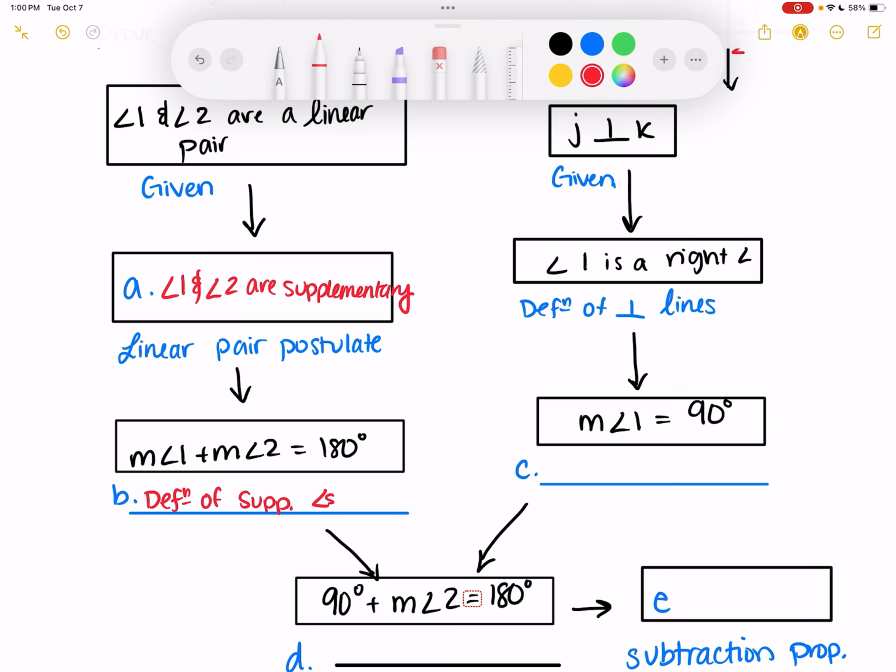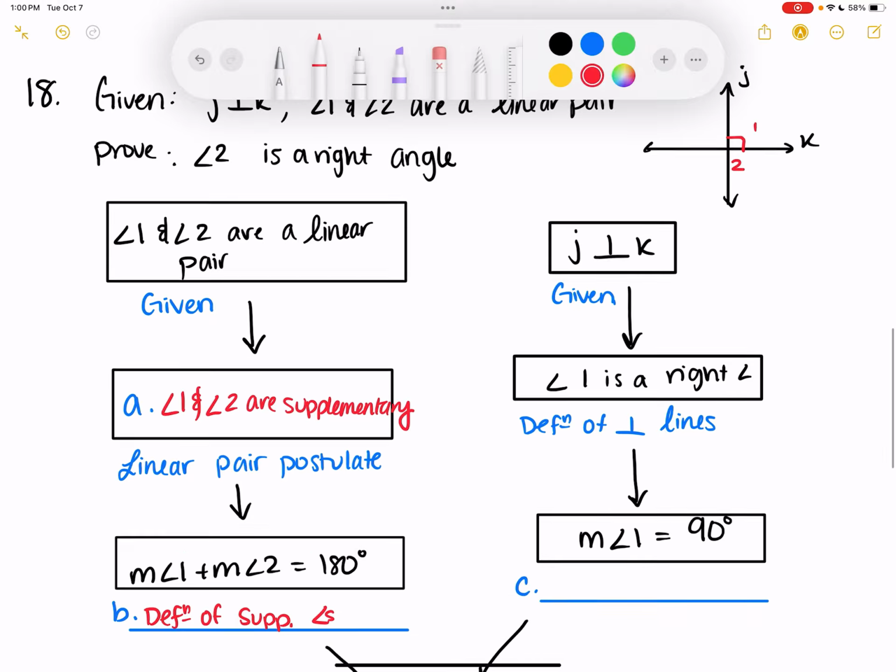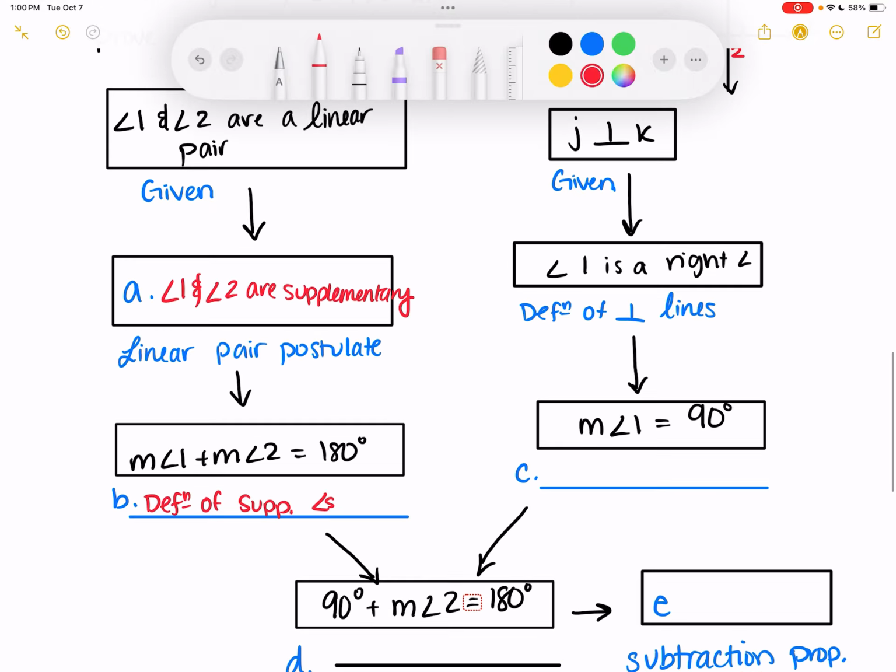All right, the next thing is over here, but I'm going to go back and just talk through this. So they told us that J was perpendicular to K. That was our given. Angle 1 is a right angle. That was seen here, but it's also the definition of perpendicular lines, okay, is that those have to form right angles. So then we know that the measure of angle 1 is equal to 90 degrees. What's the reason for that? Yep, definition of a right angle.